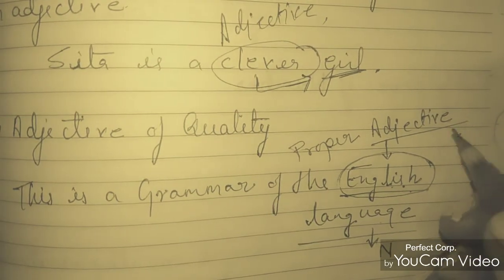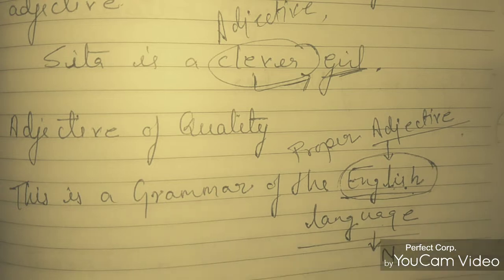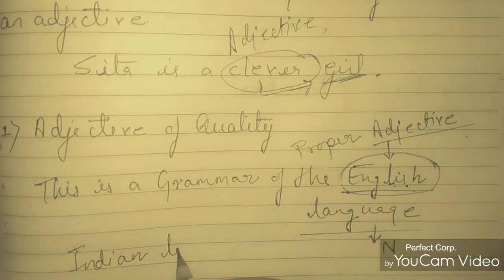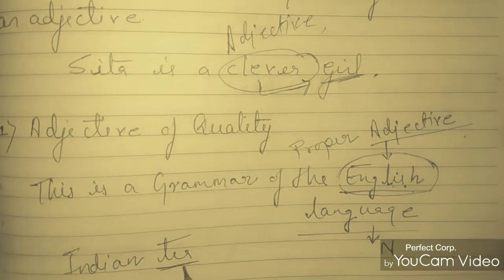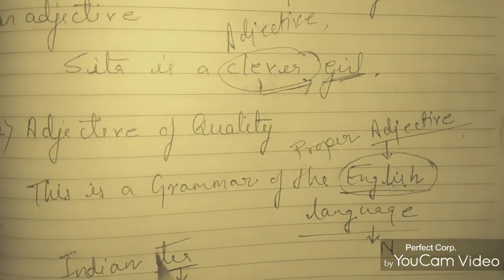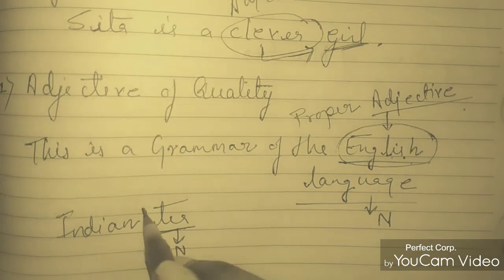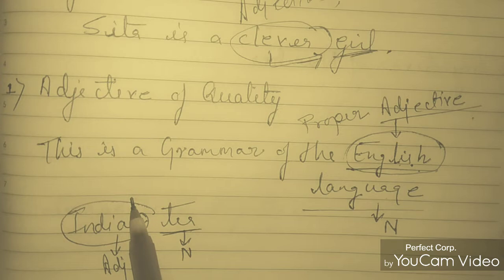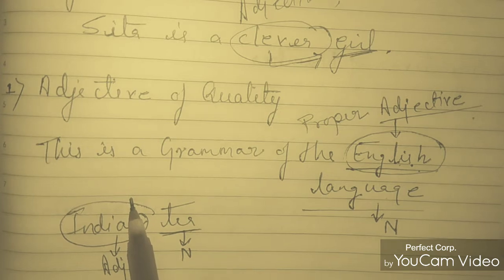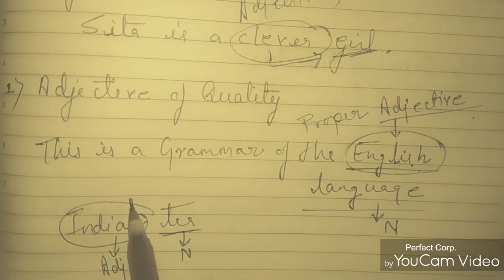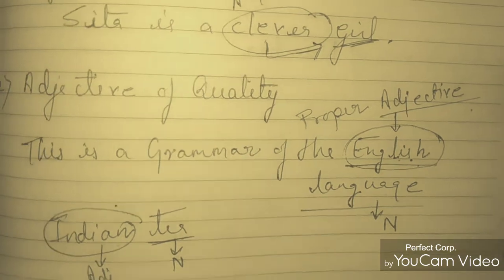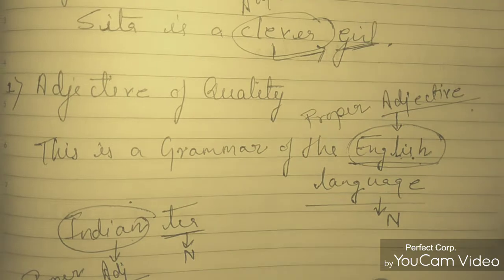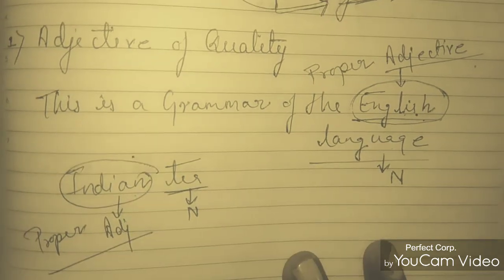Like I say, Indian tea. Tea is a noun, and the word which describes a noun is an adjective, so clearly it is an adjective. But Indian itself is a proper noun. So when the proper noun behaves as an adjective, it becomes a proper adjective. So we call it a proper adjective.